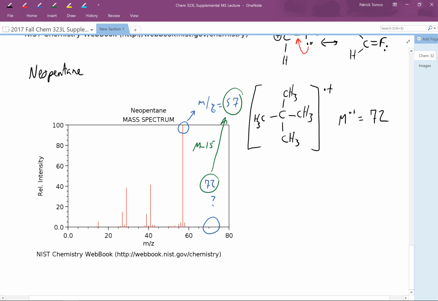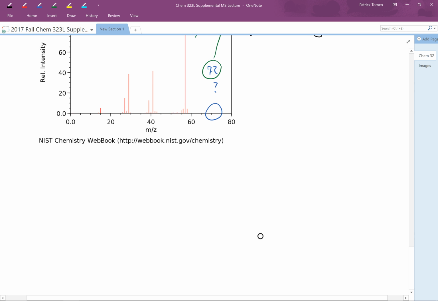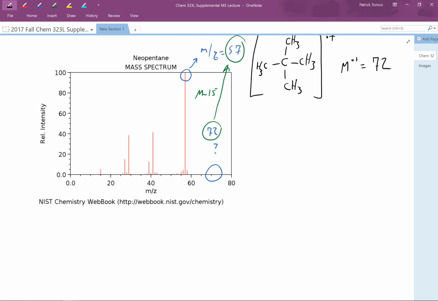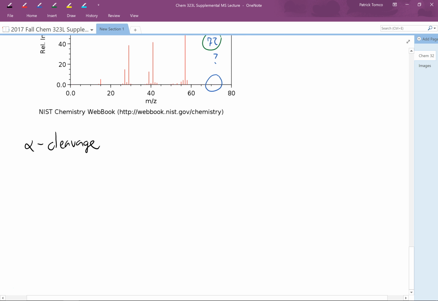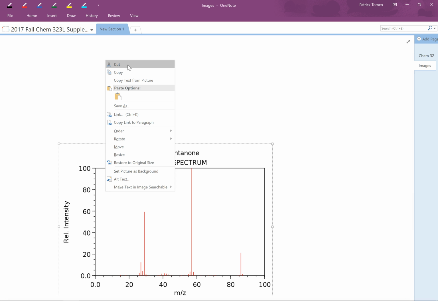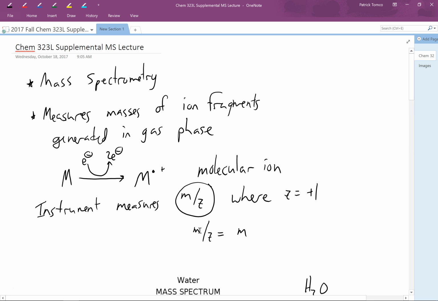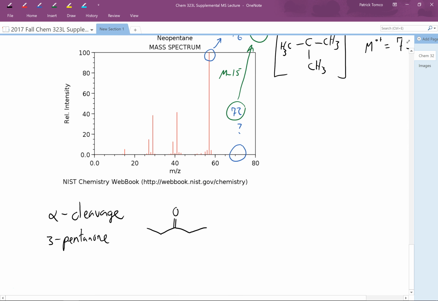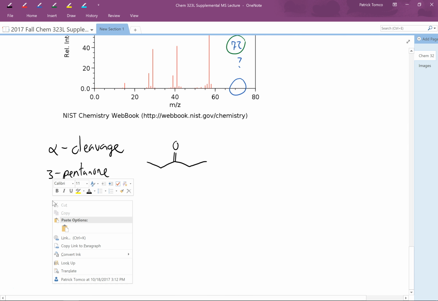I want to talk a little bit more about some of the more complicated mass spectra that you will more than likely observe. These mass spectra have to do with alpha cleavage, or breakage at the alpha position. One example I have is with 3-pentanone. 3-pentanone has the following chemical structure. And if I was to pull up the mass spectrum of 3-pentanone, it would look like this. I'll paste this into place right here.